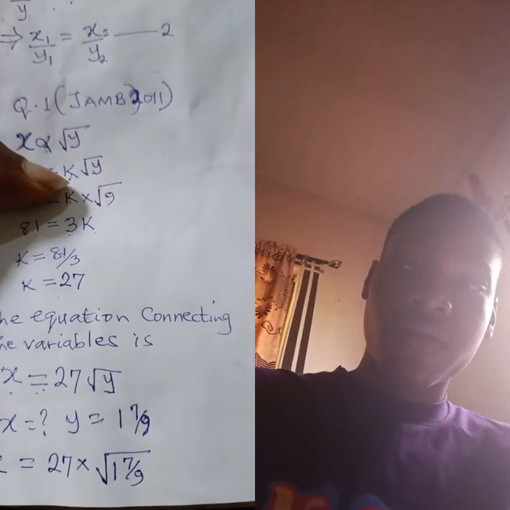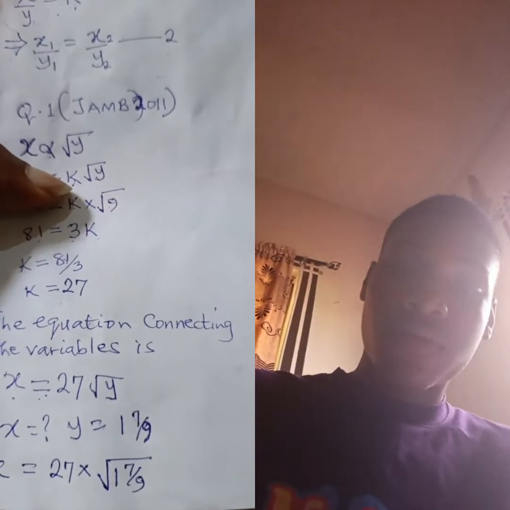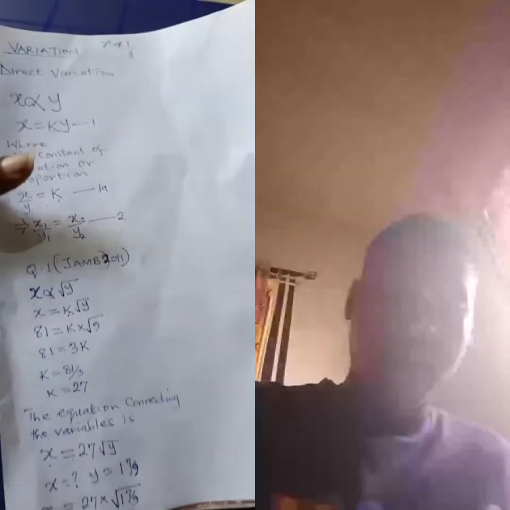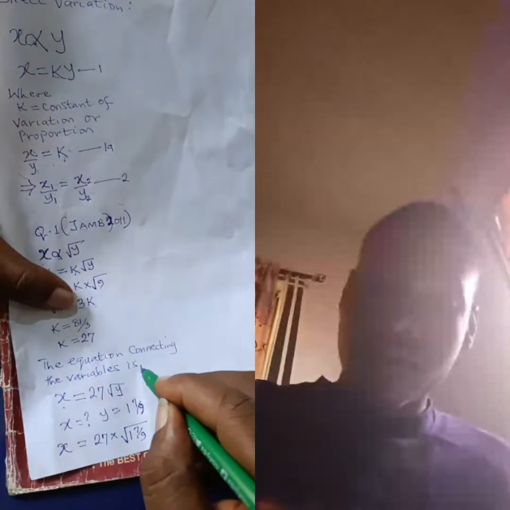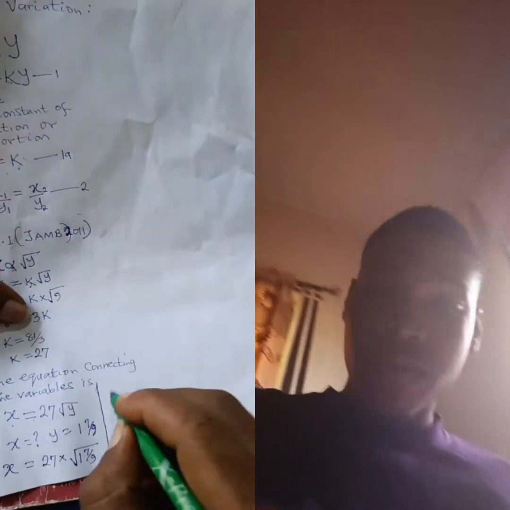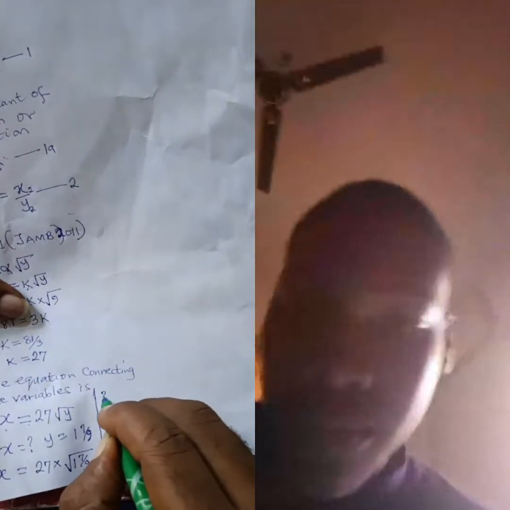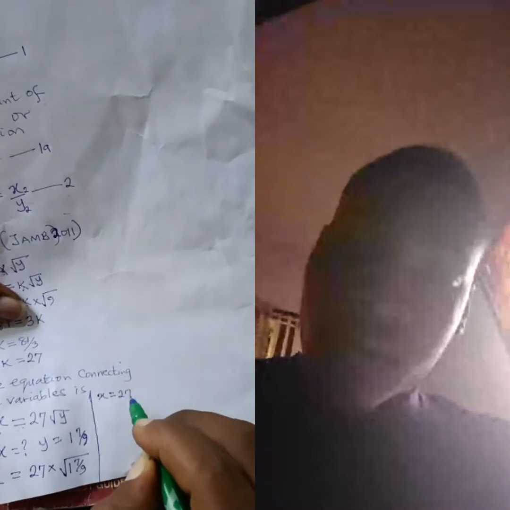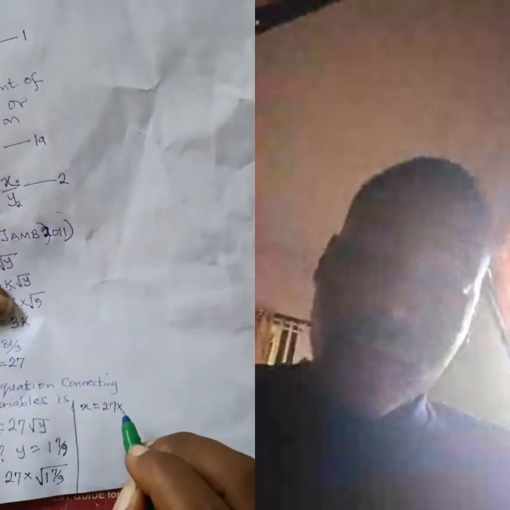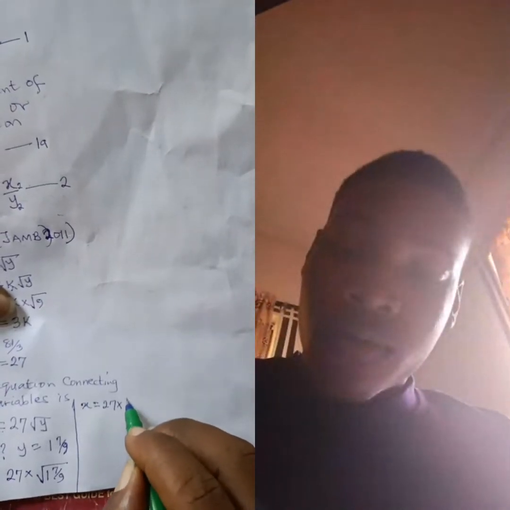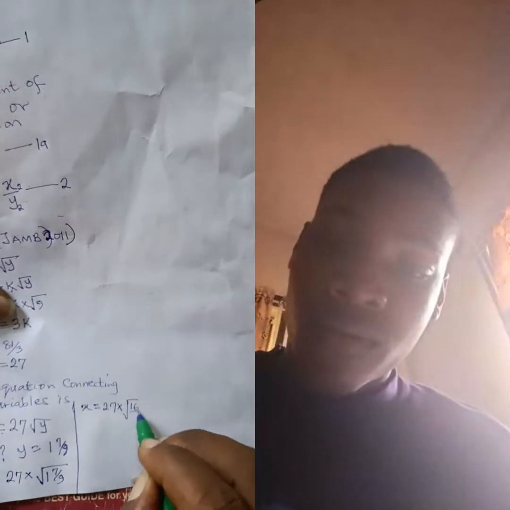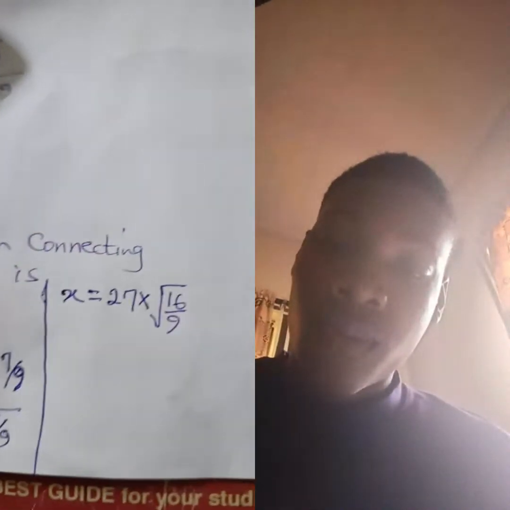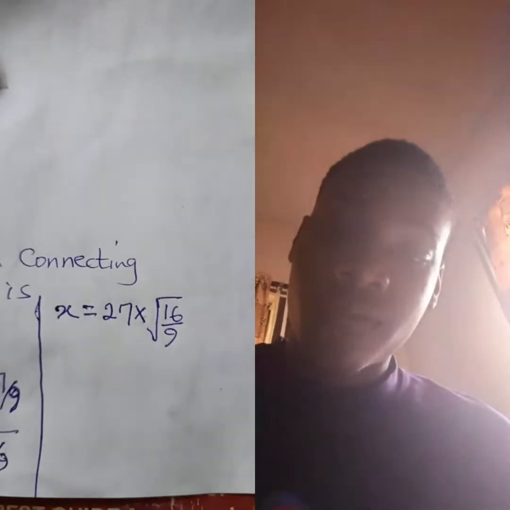16/9. You are very correct. So that 1 whole number 7/9 will change to 16/9. Let me complete it here. So we have x equal to 27 times square root of 16/9. Are you following? Yeah. Good.